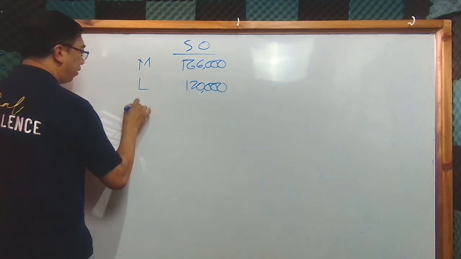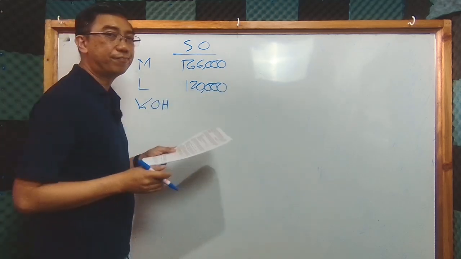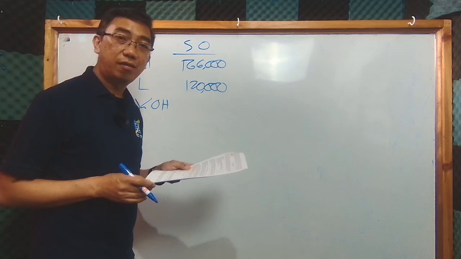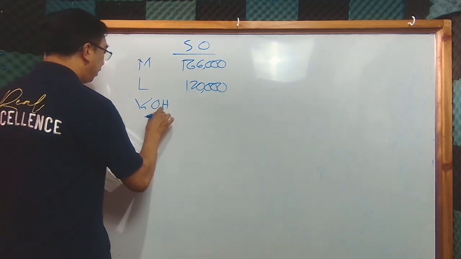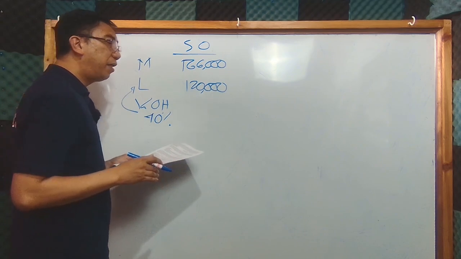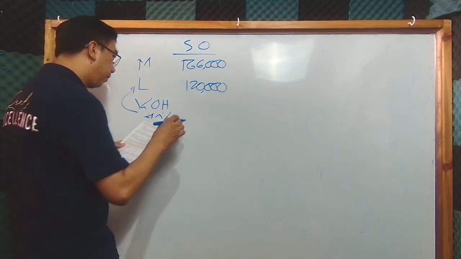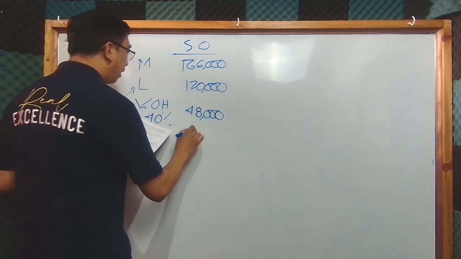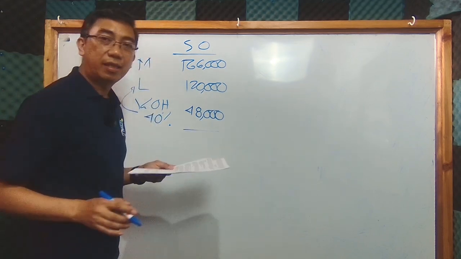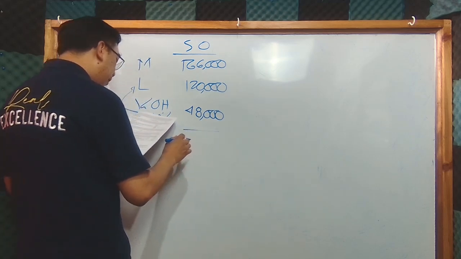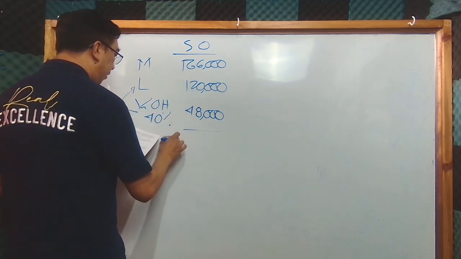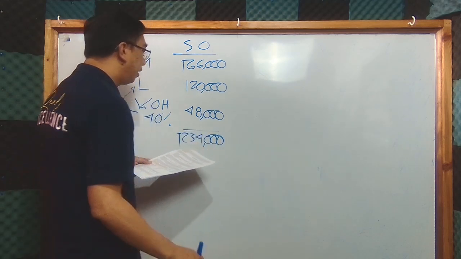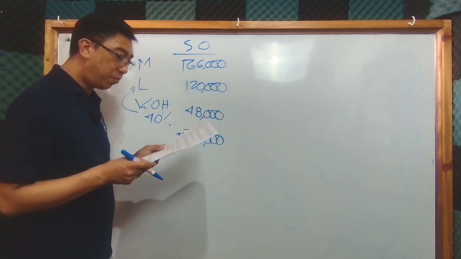Class, do not forget, meron kang variable overhead. The variable overhead is 40%. Sabi mismo ng problem, 40% of the labor cost. Diba? So, 40% of labor. 120 times 40% is 48,000. So, please do not forget, may 48,000 tayo doon. And then from there, class, kunin natin yung total. So, the total is 234,000. Okay. And then from there, class, do not forget yung commission niya.